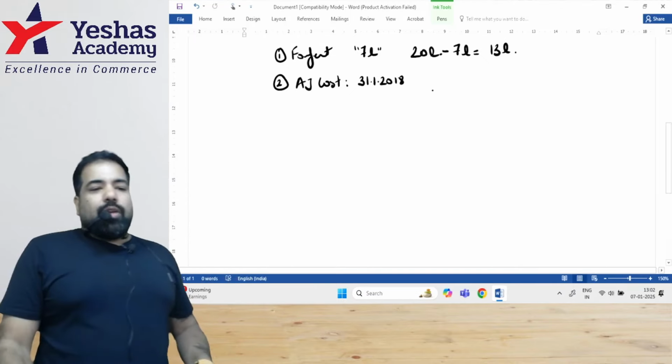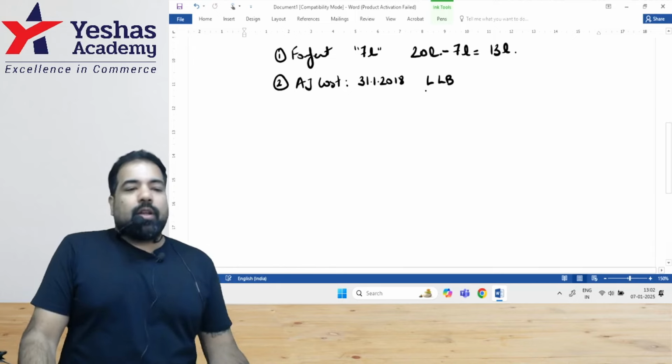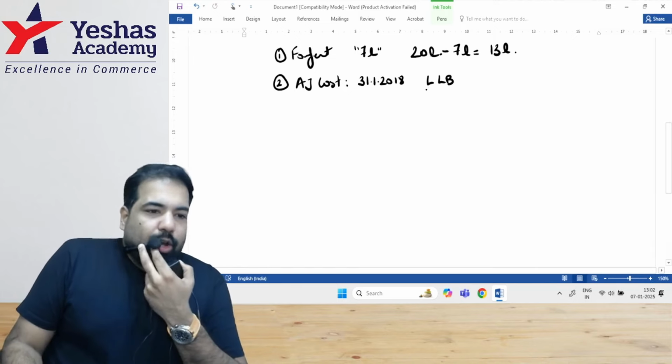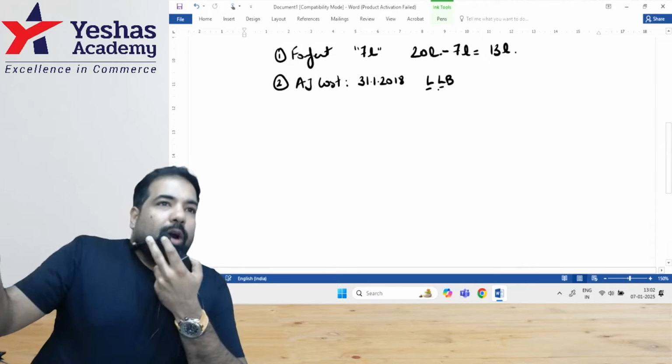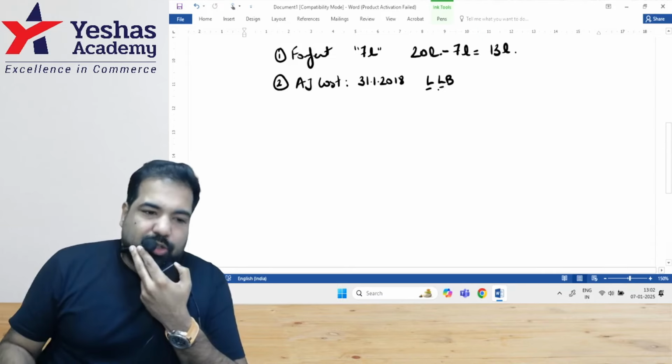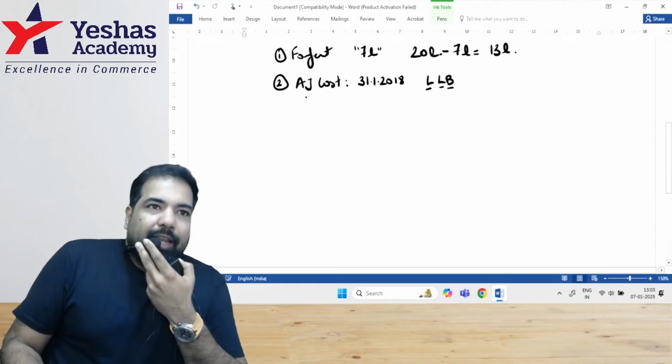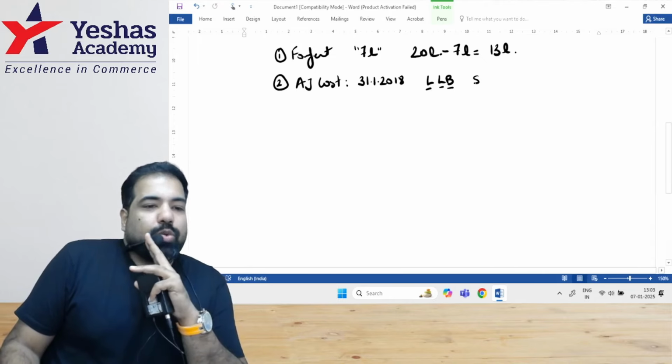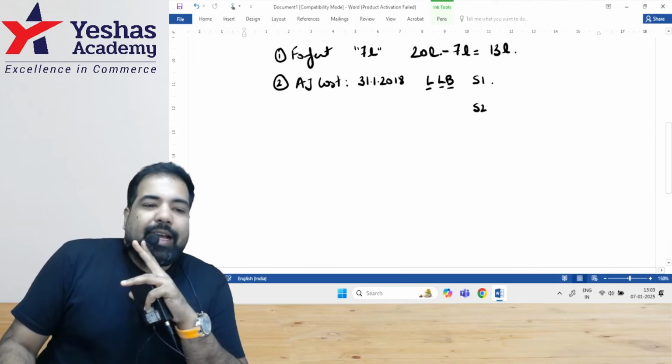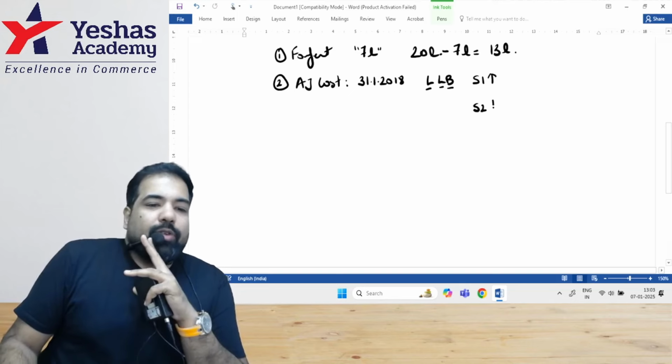This AJ cost is only given for LLB. What is LLB? Listed shares or securities, long term, that you bought before his speech and sold after his speech. Guys, he changed the rate, Arun Jaitley, but he said that I'll give you a new cost, which is in 2 steps. Step 1, whichever is higher; step 2, whichever is lower.